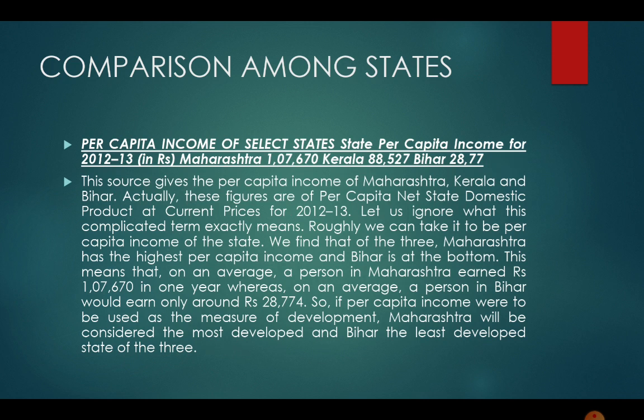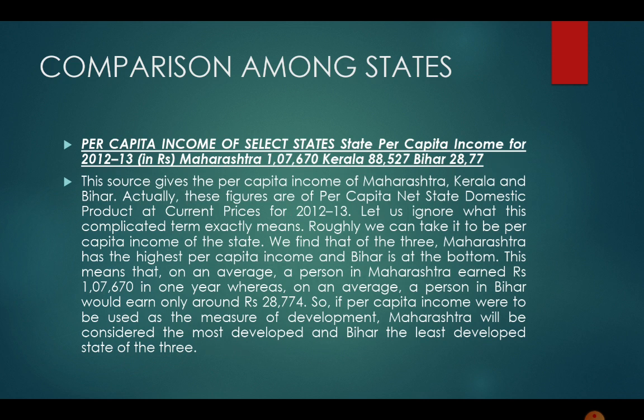of select states. Now see over here, state for per capita income in 2012 to 13 in rupees. For Maharashtra, per capita income is 1,07,670. For Kerala it is 88,527, and for Bihar it is very low, that is 28,077. This source gives the per capita income of Maharashtra, Kerala and Bihar.